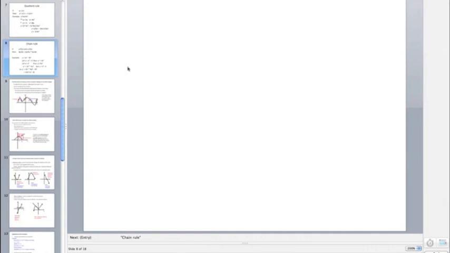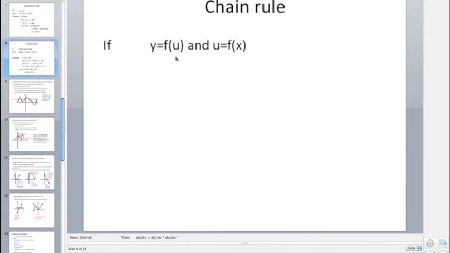This rule is the chain rule. If we have a function y equals f(u) and u equals f(x), which means the chain rule is a combination function, then I like to use dy/du to indicate the differentiation of this function, which is dy/dx equals dy/du times du/dx.